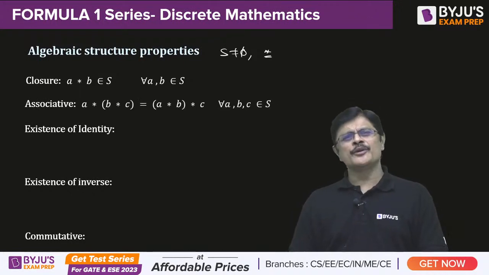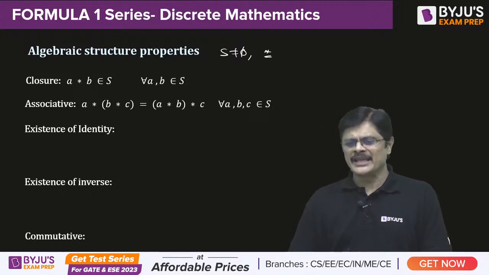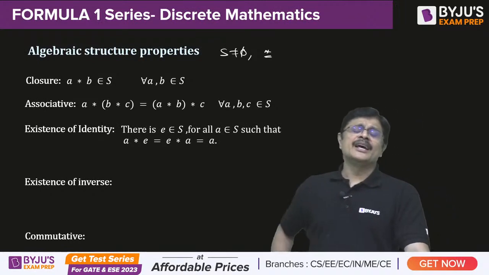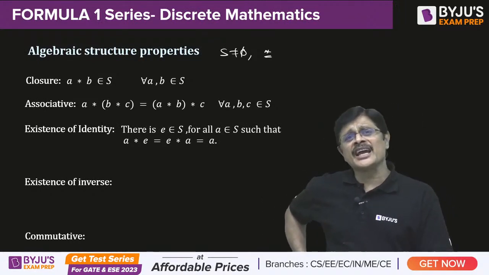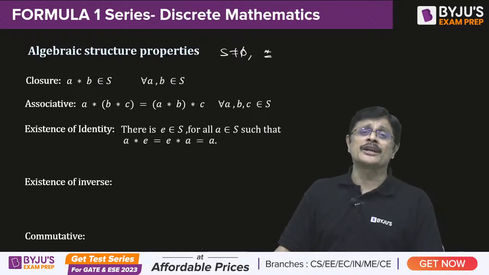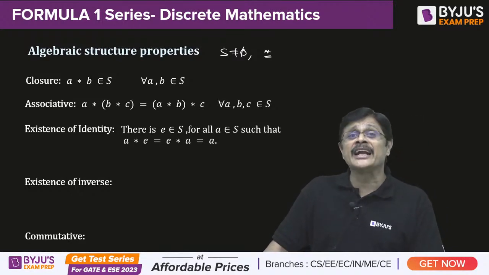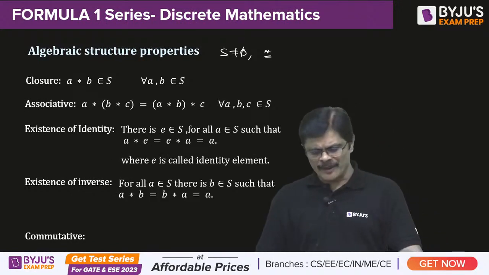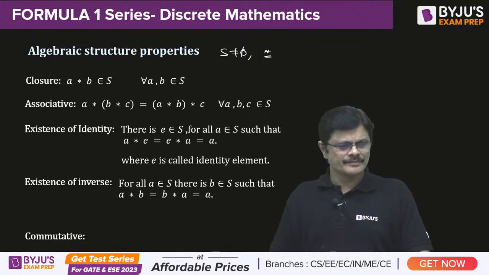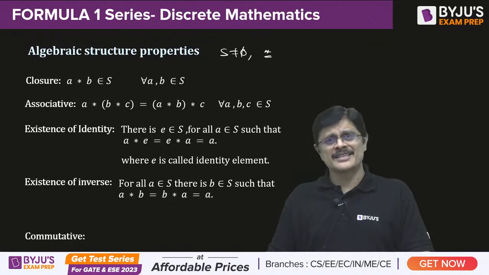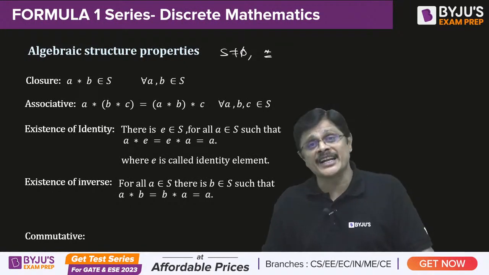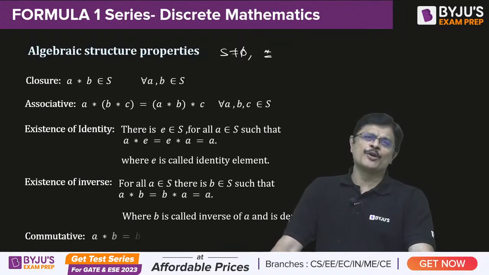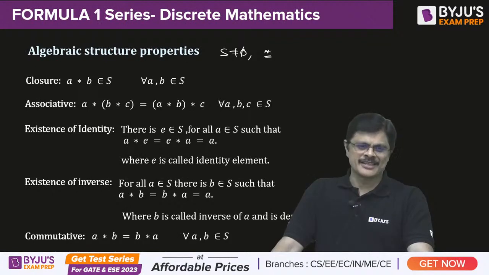What do you mean by associative? Whether you do (A star B) star C or A star (B star C), the answer is the same. What do you mean by identity? E is an identity if A star E and E star A give back A. And what do you mean by inverse? B is called the inverse of A if A star B and B star A give you the identity back. And commutative means A star B is equal to B star A.